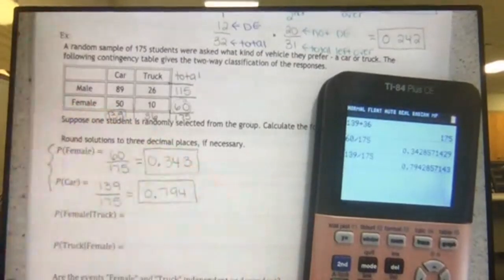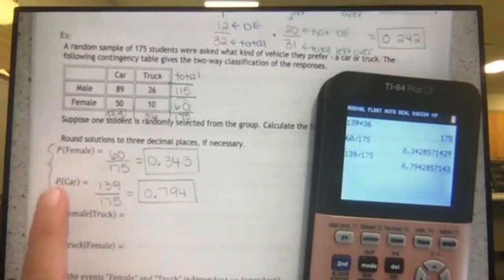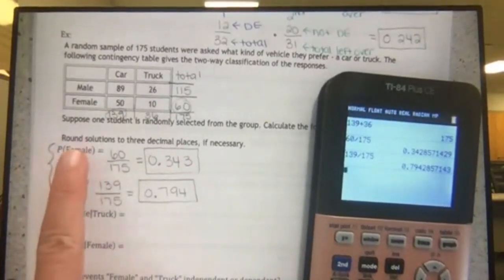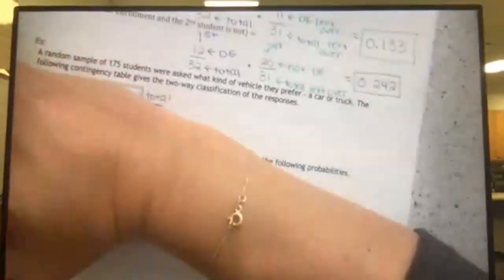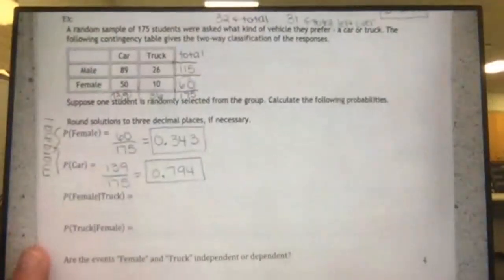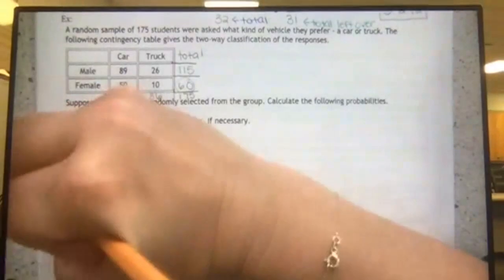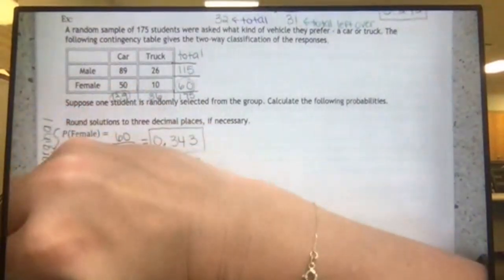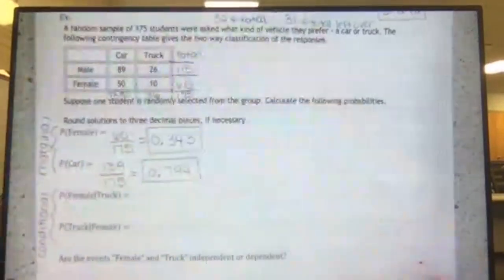So these are what's called marginal probabilities. Remember, marginal probability is the probability when I don't consider anything else. I didn't consider car or truck for this first one. I didn't consider male or female for the second. I just thought probability of female, just thought probability of car. So these are marginal probabilities. Where the next two, notice that vertical bar, that means given. So these are going to be conditional probabilities.